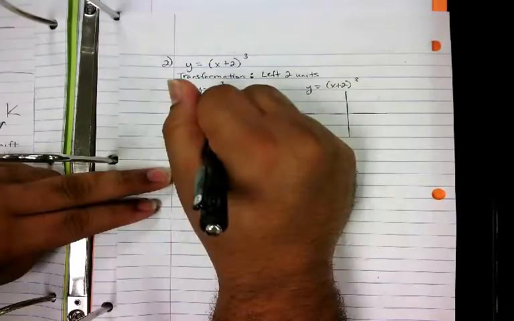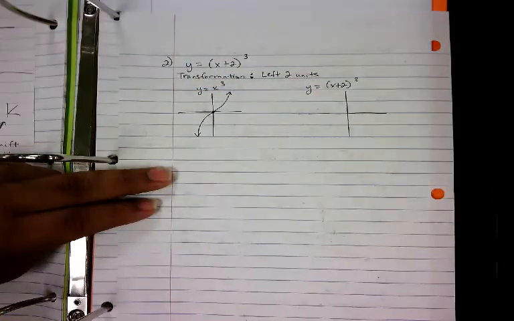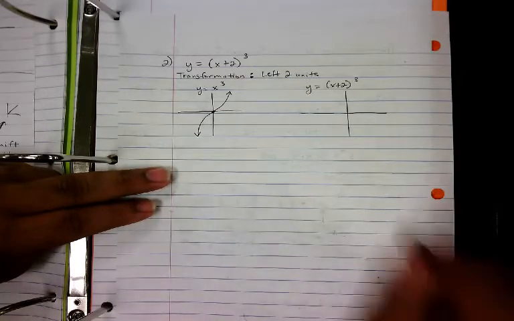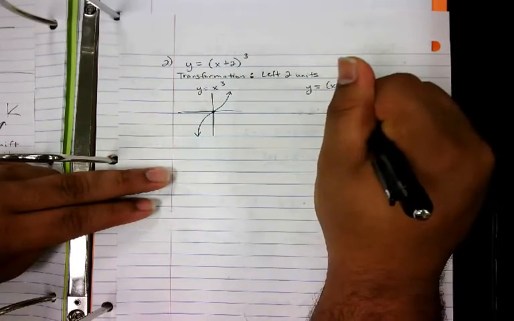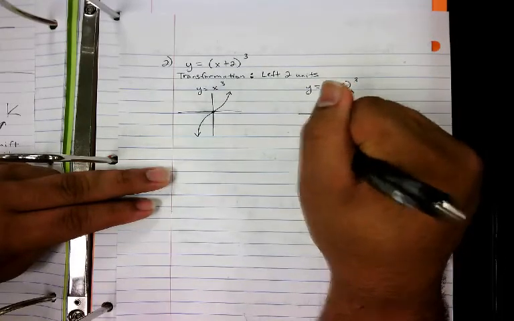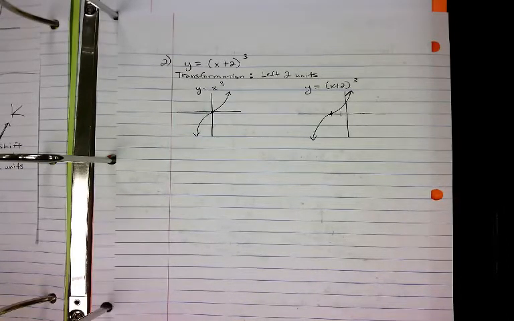And again, if my parent function starts at 0, 0, the parent function never changes, starts at 0, 0, and I got to move left 2 units for my transformation. So I'm here, 1, 2. I got to start my graph here. So I just move to the left. Okay, example 3.